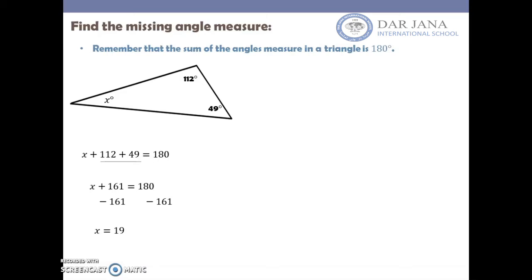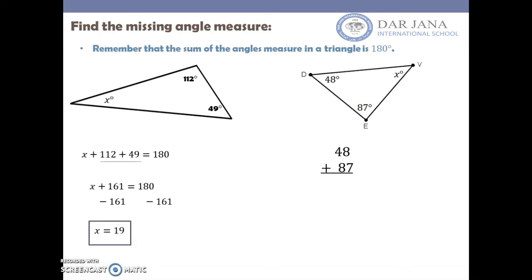The other method, if you don't want to go through the equations, I'm going to use the other method in the other triangle. It's very simple. You add the given angles, two of them, and then you subtract the answer from 180, because this is exactly what I did in the first part. So you add 48 plus 87.